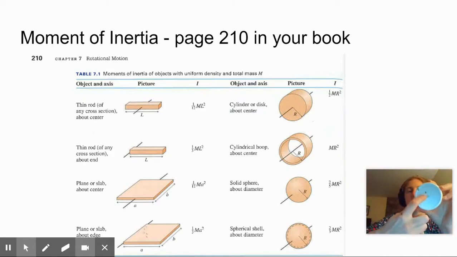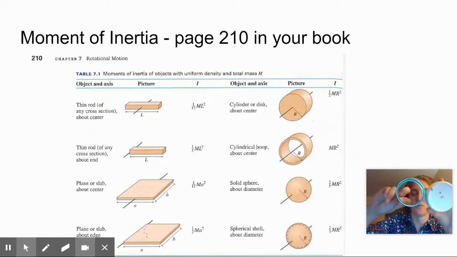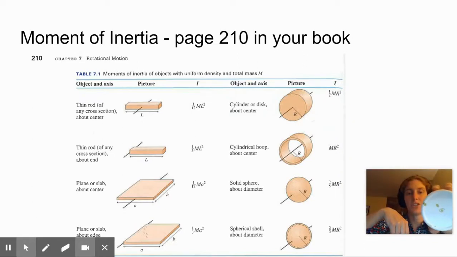But because some of the mass of this thing is close in comparison to this one, where all the mass is far away, this is going to end up having a smaller moment of inertia because you have some of the mass close by. So if both of these have the same mass, this one will have the smaller moment of inertia.